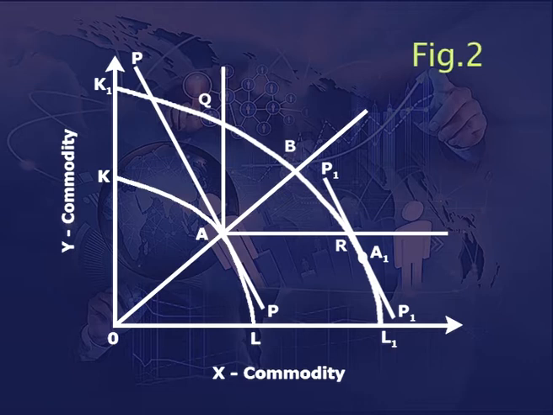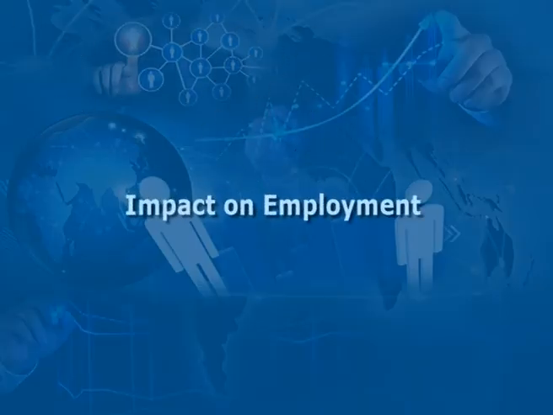Therefore, the point of equilibrium will be B, where both X and Y are produced more. Now friends, let us look at its impact on employment. Given factor and commodity prices, when the supply of labor increases in country A, there will be transfer of labor from capital intensive to labor intensive industry.